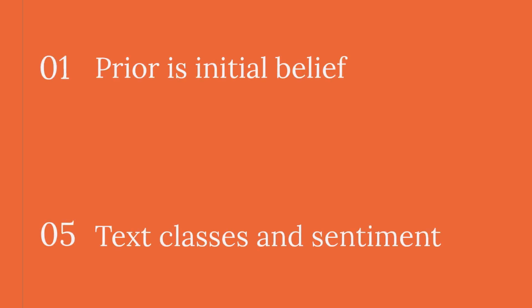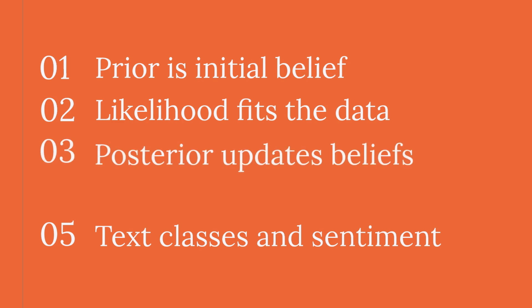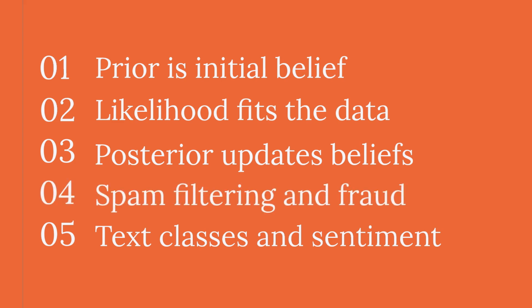A prior is an initial belief about a parameter. A likelihood reflects how well a model explains observed data. A posterior is the updated belief after new evidence. Applications include spam filtering, diagnosis, text classification, sentiment analysis, and fraud detection.